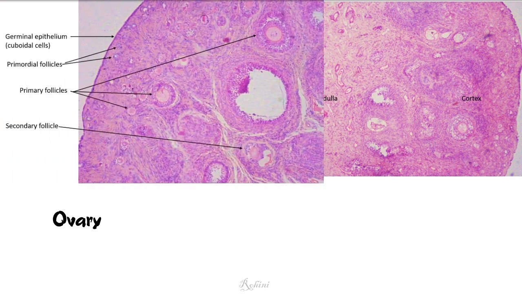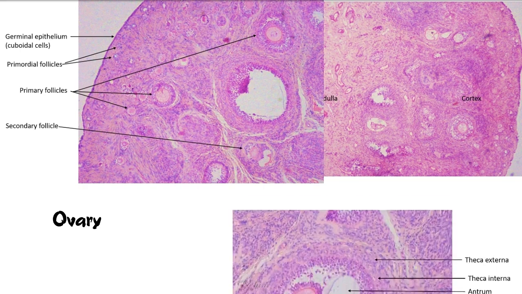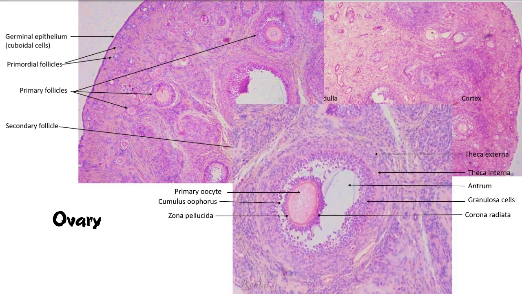In the cortex we see the ovarian follicles in various stages of development, the primordial, primary, secondary and the Graafian follicle. The Graafian follicle has the theca externa and interna surrounding it. The corona radiata cells around the primary oocyte, as well as the prominent zona pellucida, can also be seen.